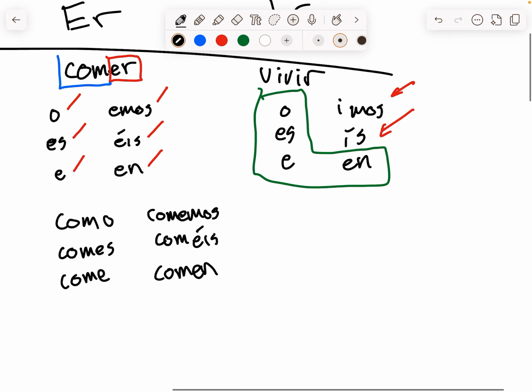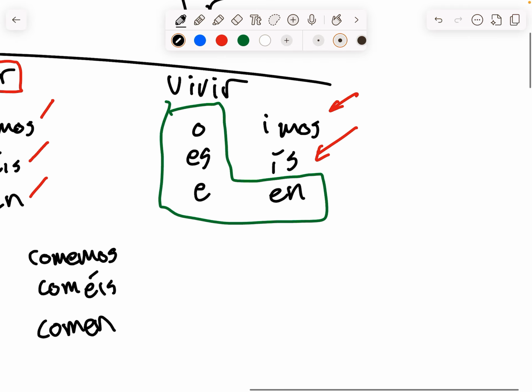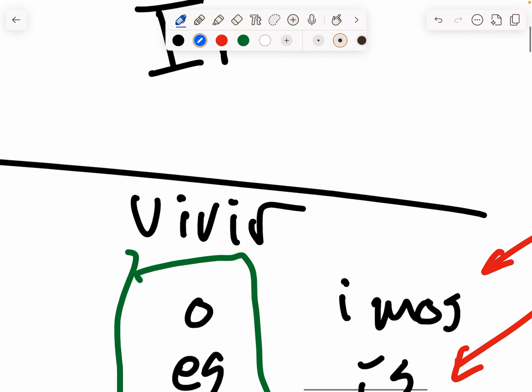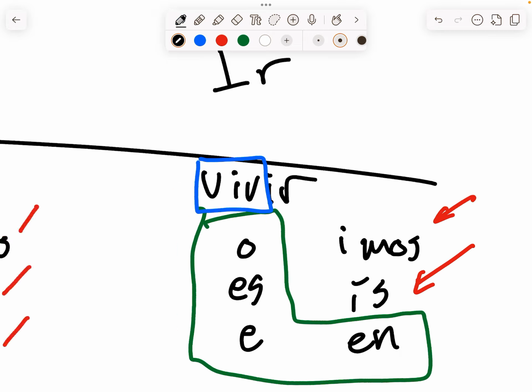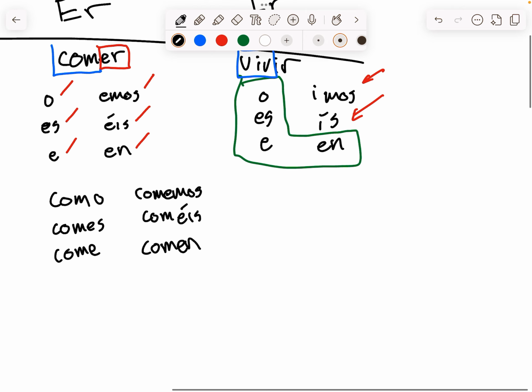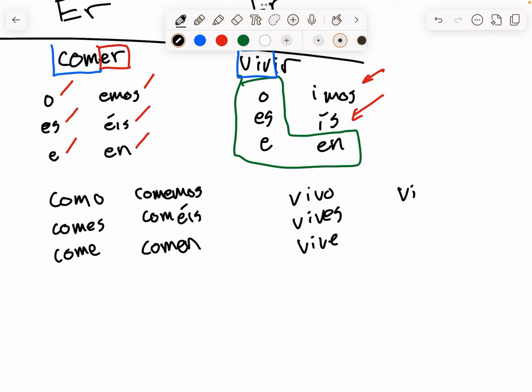And the same principle is true for vivir. You're going to take the stem, viv, right? Because we know it ends in IR, so we can figure out that this is the stem. We're going to take the stem and add each of the endings. Vivo, vives, vive, vivimos, vivis, and viven.